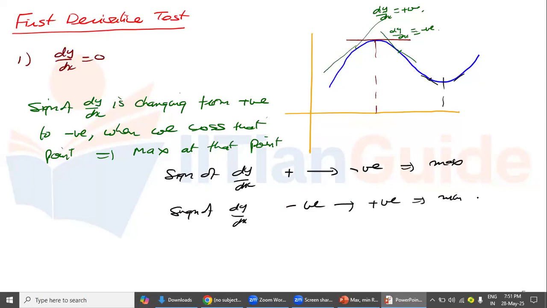This is the condition in this first derivative test. We need not differentiate again. We don't need the second derivative. We need not differentiate twice. That is what I am saying. Is it clear? Clear to everybody? Please reply.